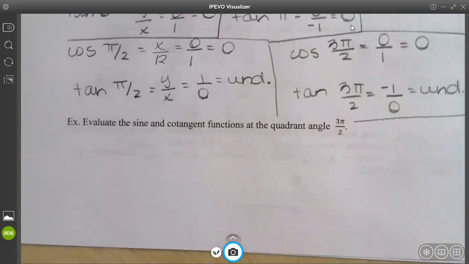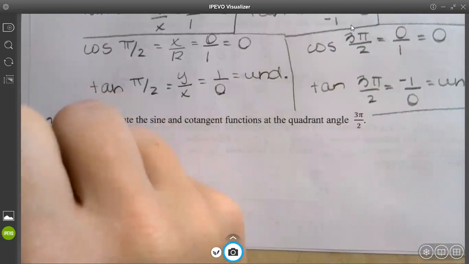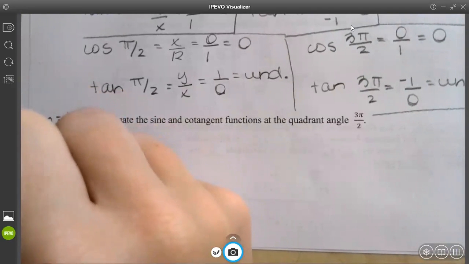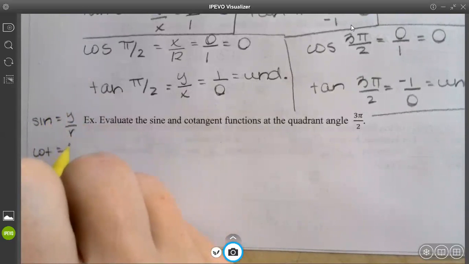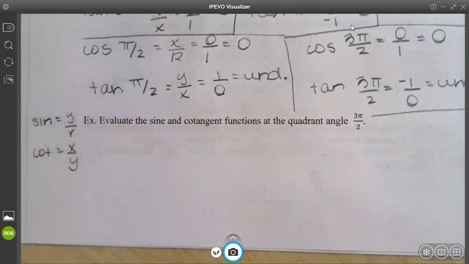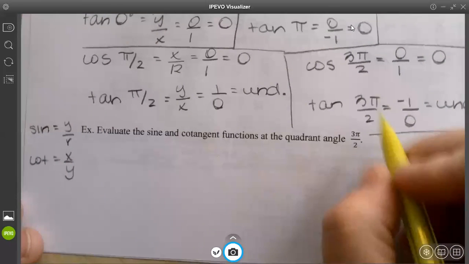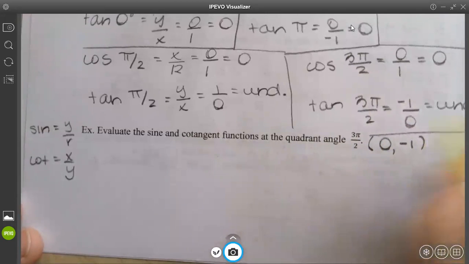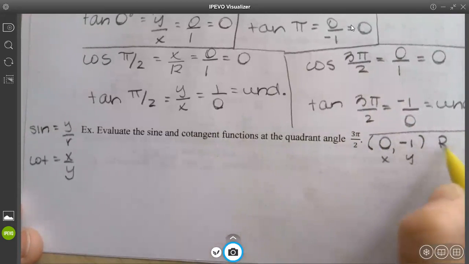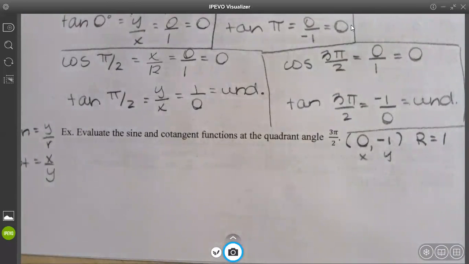All right, evaluate the sine and cotangent functions. Sine and cotangent. So what was sine? What's your ratio? Y over r. What would cotan be? Very good. X over y. The quadrant angle is 3 pi over 2. So what is the coordinate? We just did it. 0, -1. So this is your x. This is your y. What's your r? 1, because it's on the unit circle.